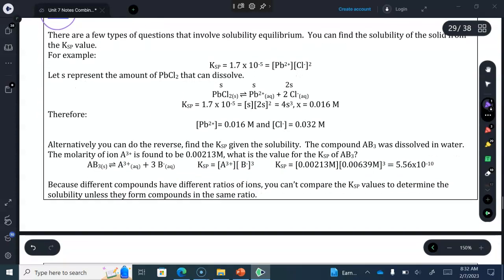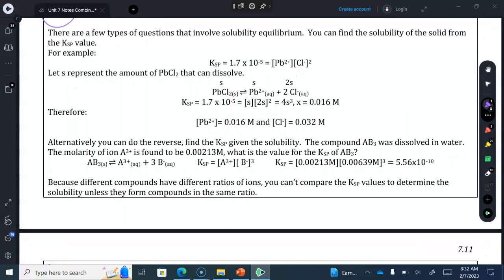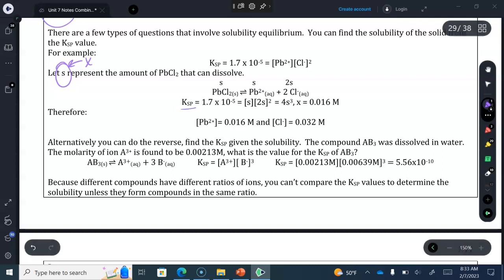There are a few types of questions that involve solubility equilibrium. You can find the solubility of the solid from the Ksp value. So given this expression, we can let S, you can use X, it's just a variable. S is like our X, but since we're talking about solubility, they're using an S instead of X. If we look at the mole ratio in the reaction, it's S to 2S. When you write the solubility product expression and substitute in for the ions, you end up with this, and so you divide both sides by 4 and then take the cube root of both sides to get this. This is what is equal to S, and then you plug it back in to find the ion concentrations at equilibrium.